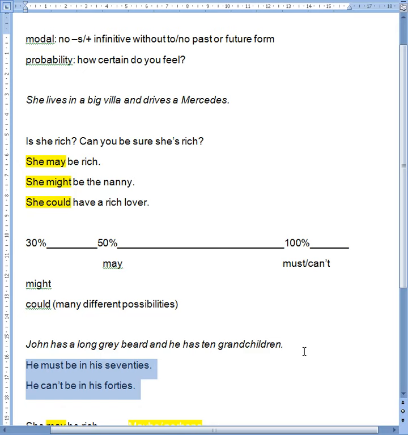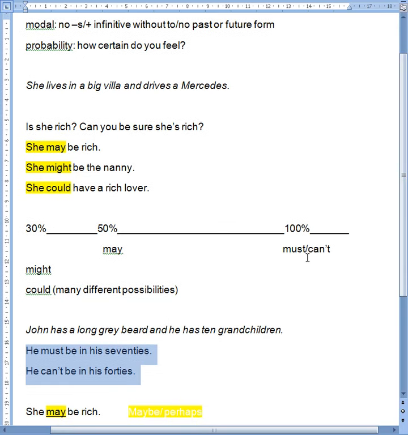Similarly, we can make a negative sentence. He can't be in his 40s. It's logically not very likely. So we use must and can't when we feel almost 100% certain.